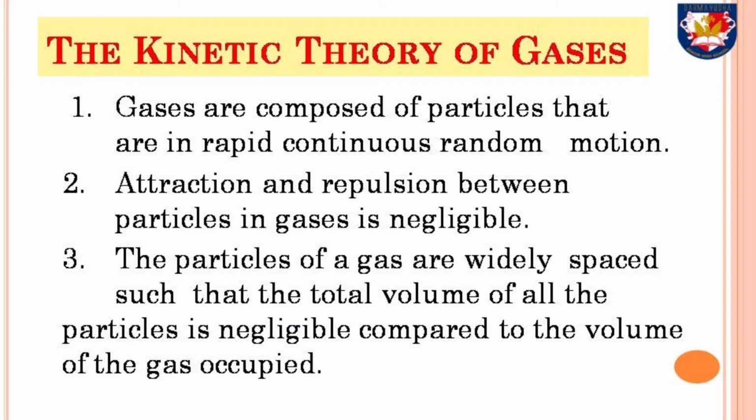The atmosphere we live in is a mixture of gases. Gas takes the container's shape. Kinetic theory is used to explain the physical properties of gas. The first point is that gas particles move in rapid random motion because the distance between particles is very far. Second, the attraction and repulsion of gas particles is negligible because there is a far distance between one another. Third, the particles of gas are widely spaced. So, if we compare the volume of gas with the total volume of the particles, it will be negligible.